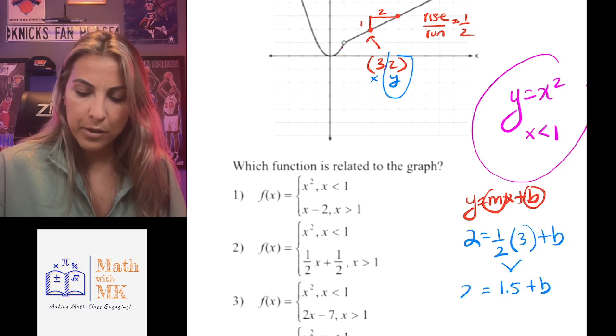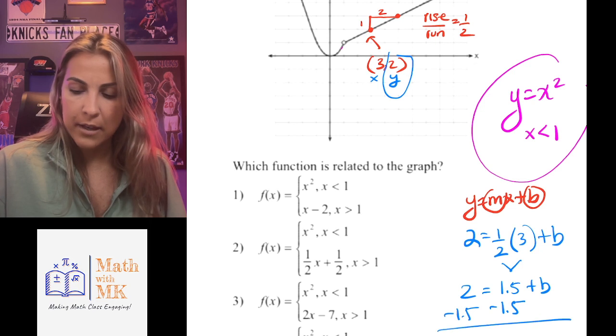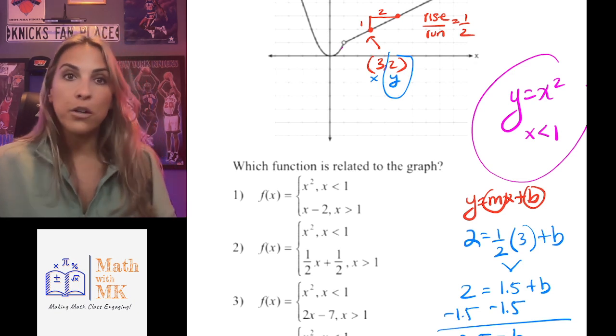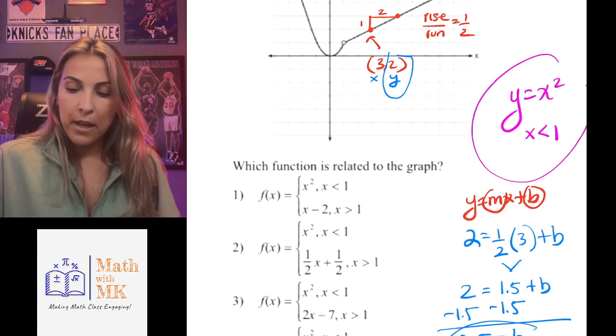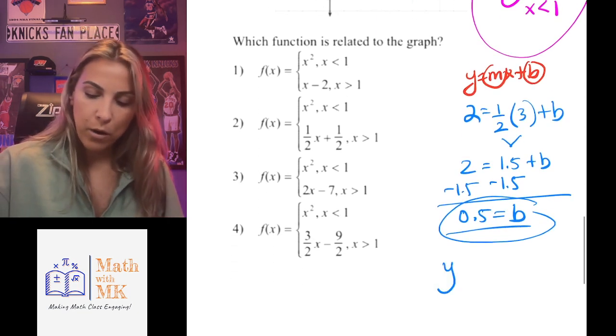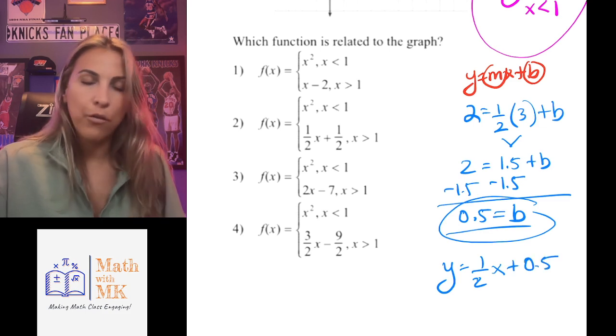So 1.5 plus b equals 2. I'm going to subtract 1.5 from both sides, and that's going to give me 0.5 equals b. So as you should remember from your linear functions unit, once you have your b and you have your m, we can just write the equation of the line as y equals 1/2 x plus 0.5 or plus 1/2, right?